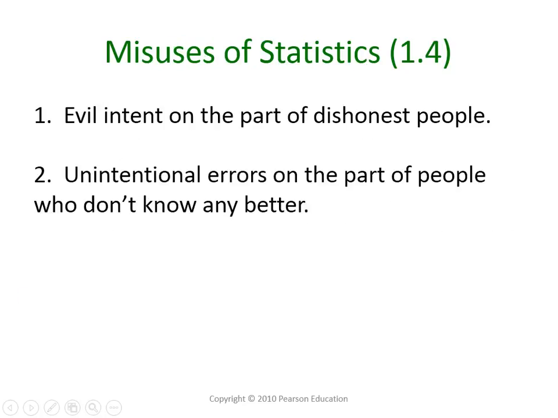So there's a lot of misuses of statistics. Part of the time, those misuses are evil intent on the part of dishonest people. Some people just want to come to some sort of conclusion, and they'll twist the data until they get the conclusion they want. That happens. More often than not, people just don't know any better, and you have unintentional errors on the part of people who don't really know enough about statistics to be the ones drawing those conclusions.